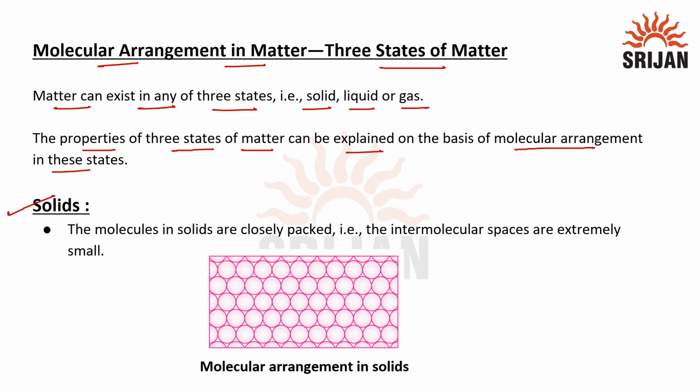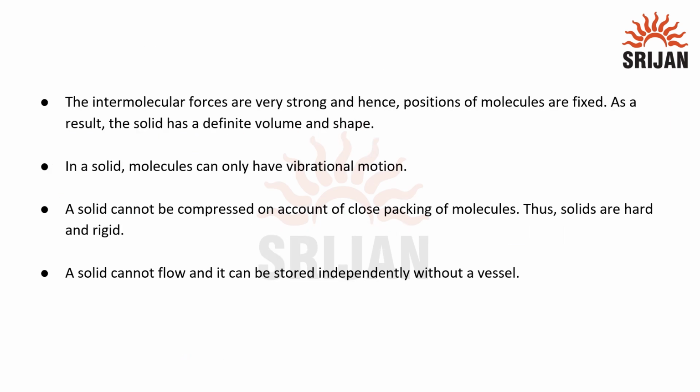First is solid. The molecules in solid are closely packed and the intermolecular spaces are extremely small. We can observe over here, this is the molecular arrangement in case of solid. We can observe that molecules are very closely packed with very little intermolecular spaces between them. Since molecules are very close to each other in solids, intermolecular forces are very strong and hence position of molecules are fixed. As a result, solid has definite volume and shape.